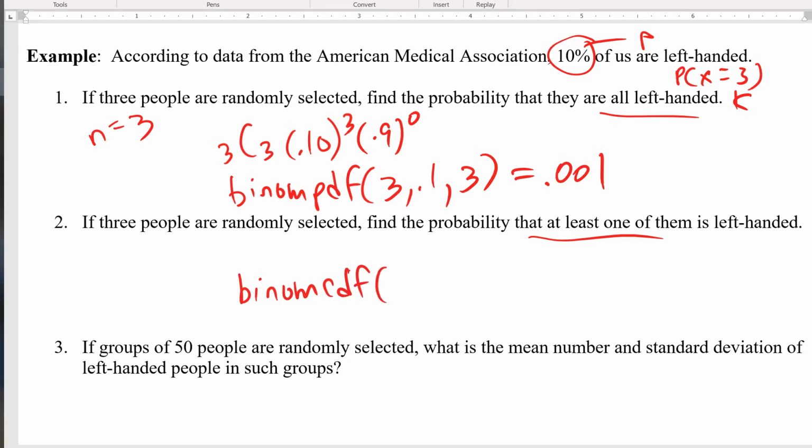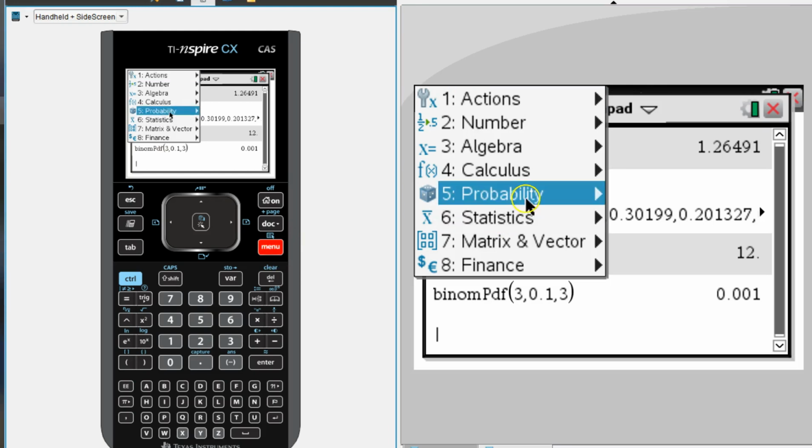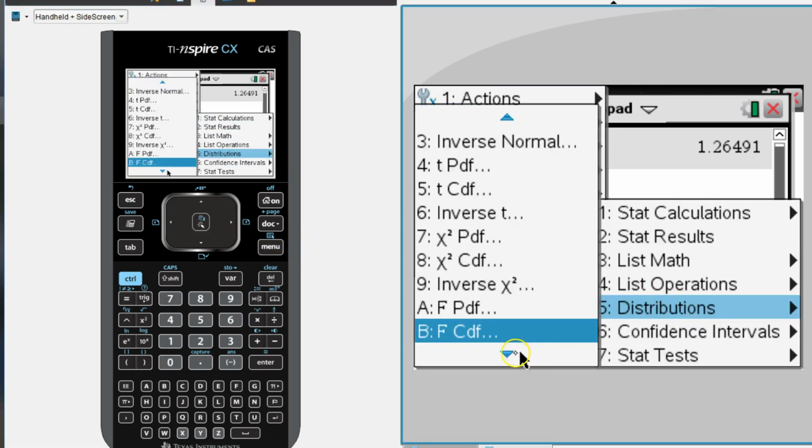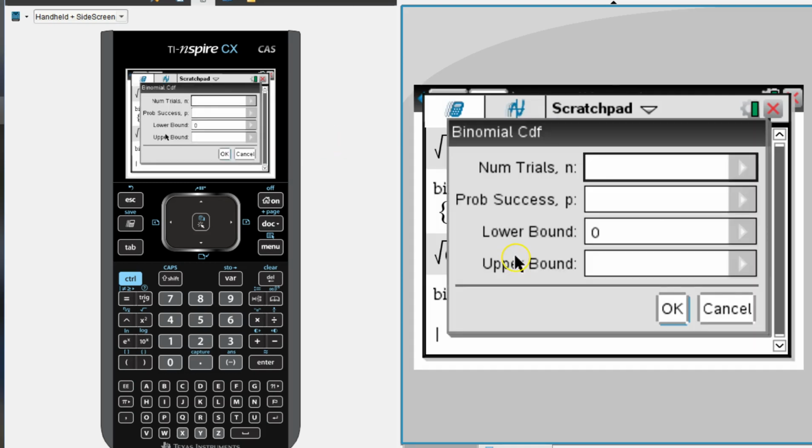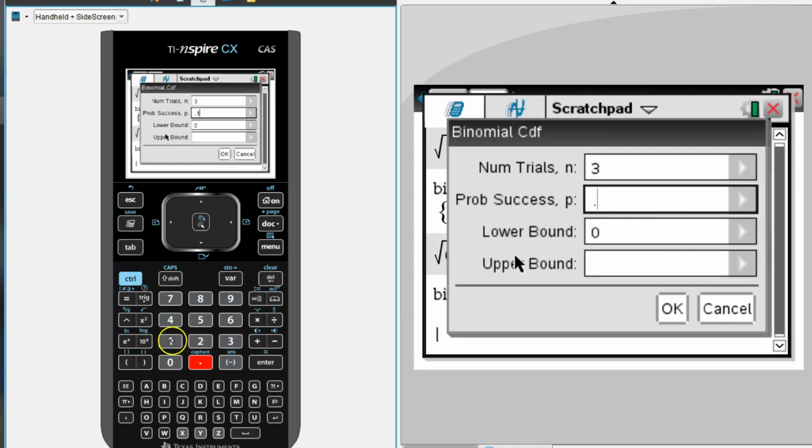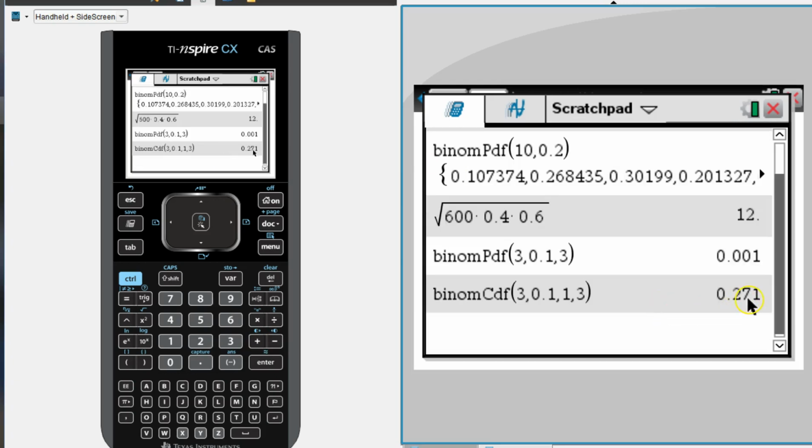CDF, and what we would have is n and p. At least 1 means what? From 1 up to 3. So binomial, statistics, distributions, binomial CDF this time. 3, 0.1, and we're going from 1 to 3. 0.271.